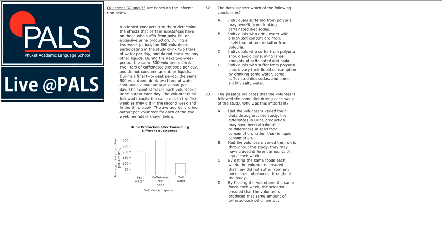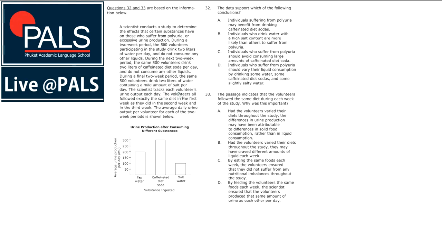A scientist conducts a study to determine the effects that certain substances have on those who suffer from polyuria, or excessive urine production. During a 2-week period, the 500 volunteers participating in the study drink 2 liters of water per day and do not consume any other liquids. During the next 2-week period, the same 500 volunteers drink 2 liters of caffeinated diet soda per day and do not consume any other liquids. During the final 2-week period, the same 500 volunteers drink 2 liters of water containing a mild amount of salts per day.